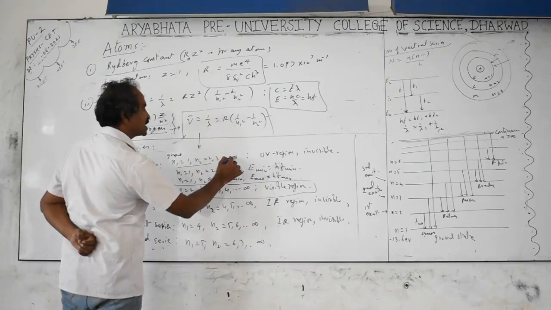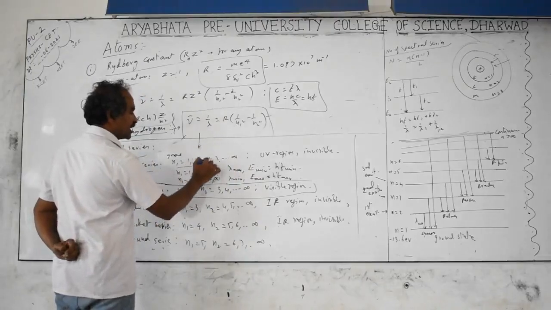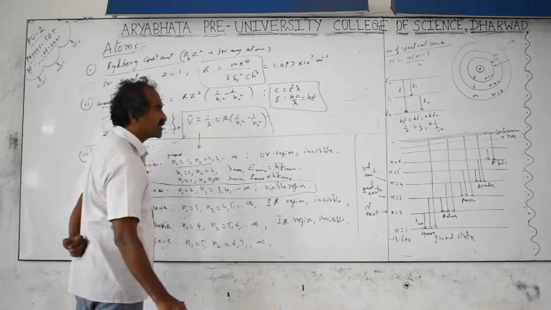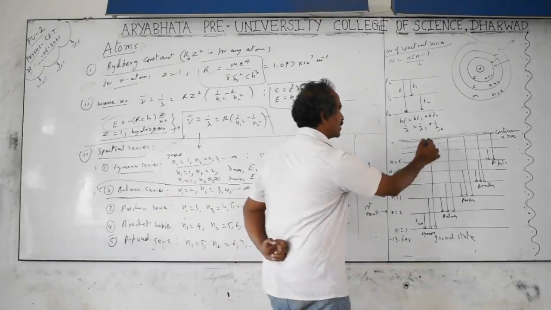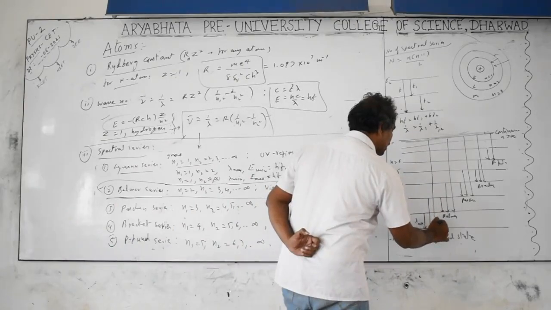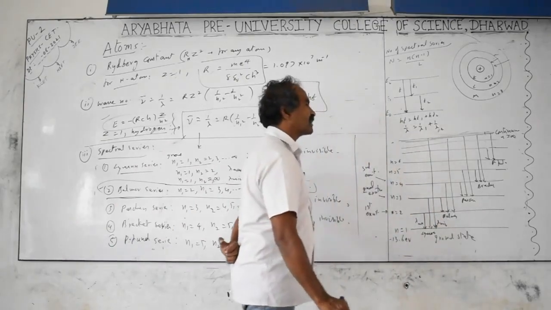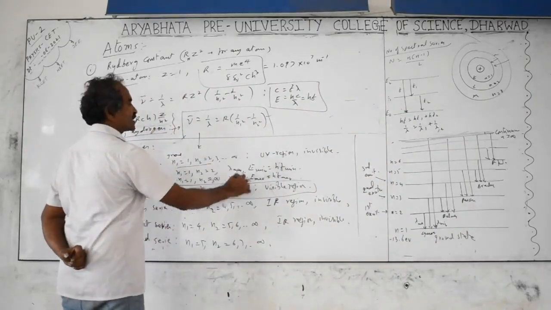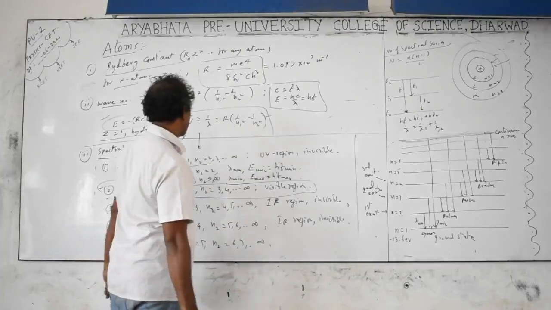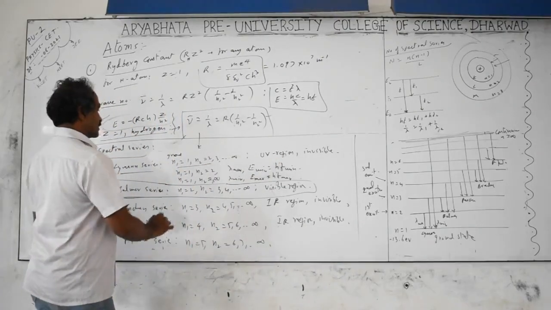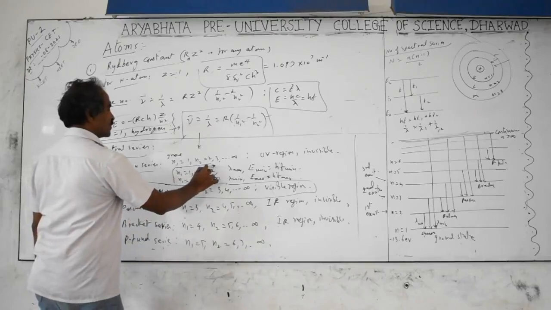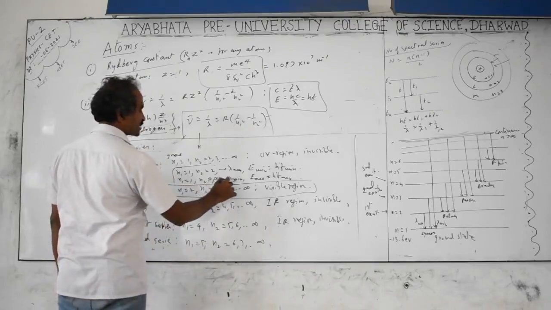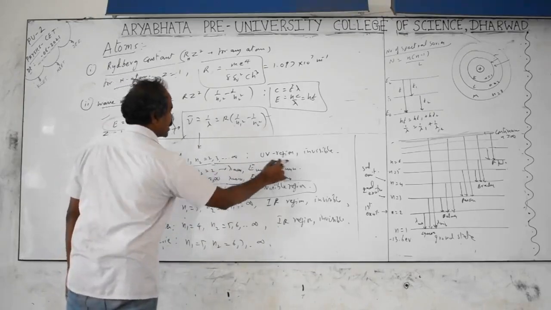But when n2 equal to infinity, it is called the end of the series. n2 equal to 2 is the beginning of the series, n2 equal to infinity is the end of the series. n2 equal to infinity corresponds to maximum energy and minimum wavelength, lambda minimum, which means maximum frequency and maximum energy. This Lyman series is in the UV region, the ultraviolet region, which is not visible to the human eye. Here, n1 equal to 1, n2 equal to 2 corresponds to lambda maximum, minimum energy. n1 equal to 1, n2 equal to infinity corresponds to lambda minimum and maximum energy.